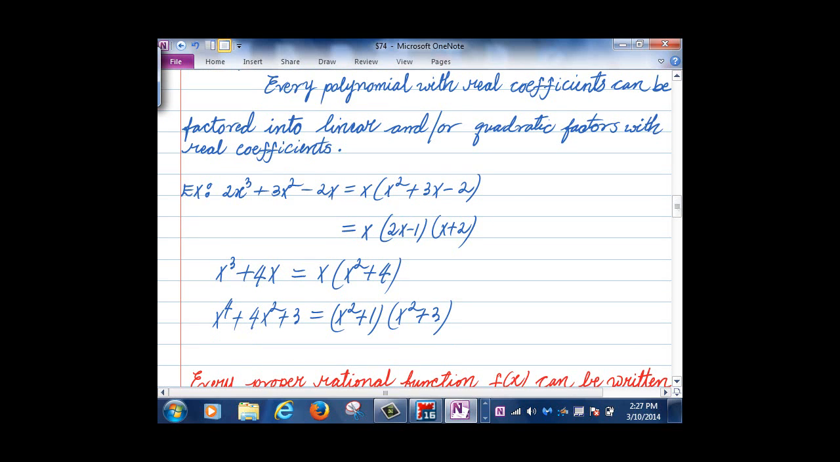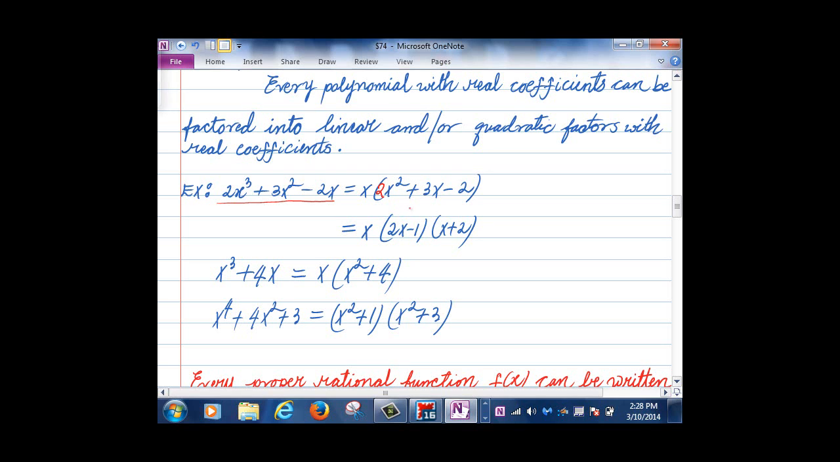Here I have the polynomial 2x cubed plus 3x squared minus 2x. How do I factor it? Well, I know that every term has an x, so factor out the common x. So that's what I did here. If I factor that out, I am left with x times 2x squared plus 3x minus 2.